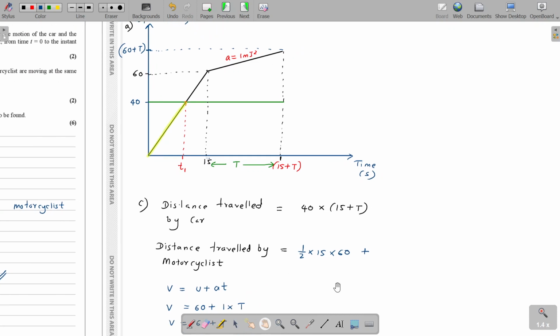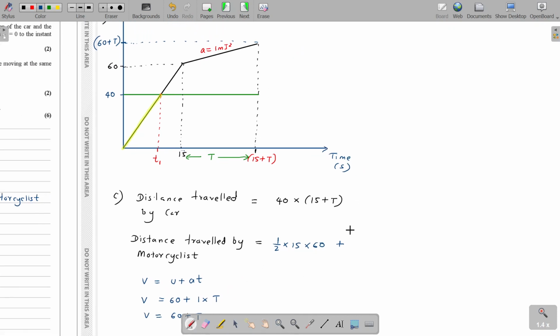So now I can go for the area of the trapezium. What's the area of the trapezium? Half a plus b, where a plus b is the sum of the two parallel lines. Who are your two parallel lines? Can you see? These two are the parallel lines. What is the sum of the lengths of the parallel lines? 60 and 60 plus t, right? Into how much is the perpendicular distance between them? Between the two parallel lines, the perpendicular distance is capital T. Is this clear?